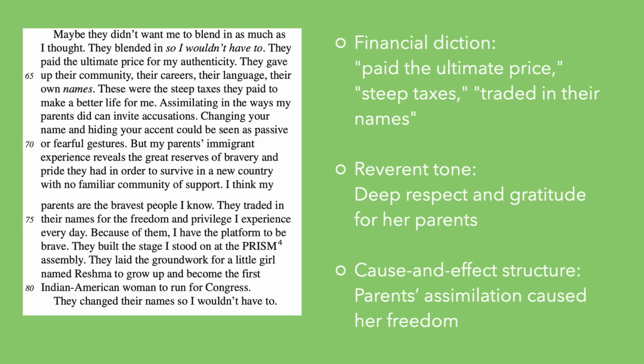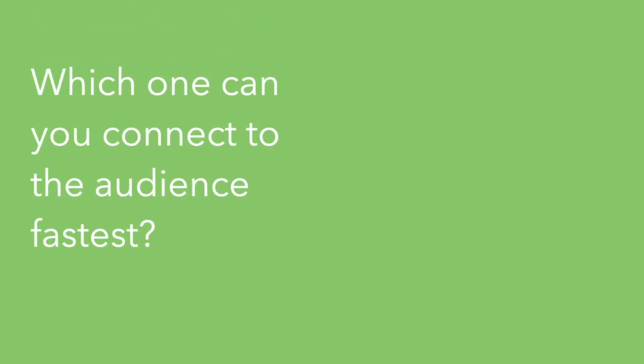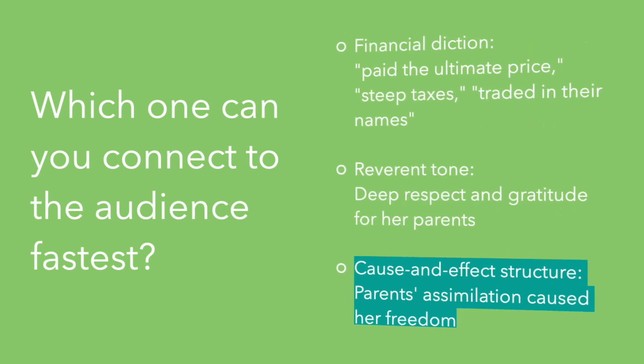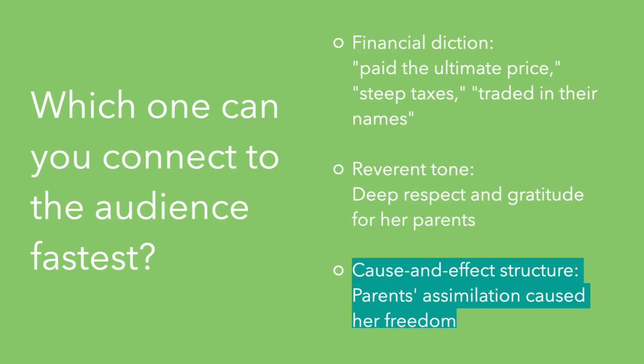Reverent tone expressing deep respect and gratitude for her parents. Cause and effect structure explaining how the parents' assimilation cost her freedom. Any of these can work for sophistication. The key is, which one can you connect to the audience fastest? For me, cause and effect jumped out because I immediately saw how it addresses the reader's anxiety about assimilation.